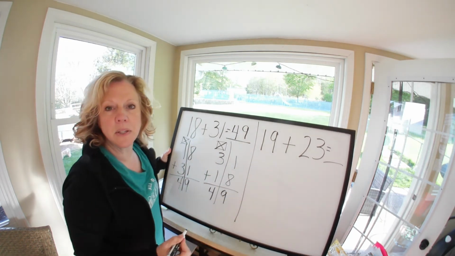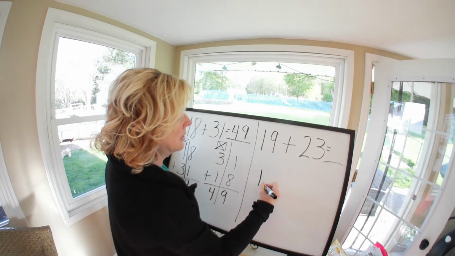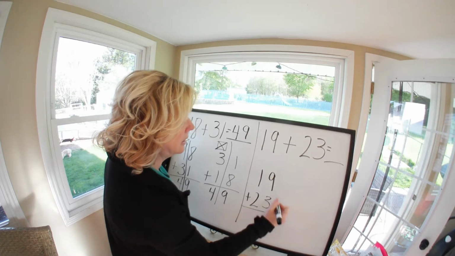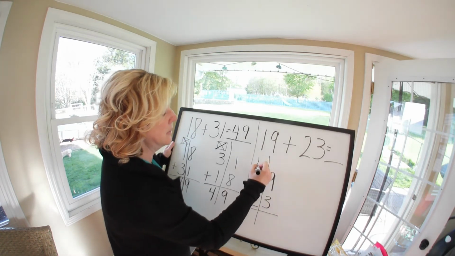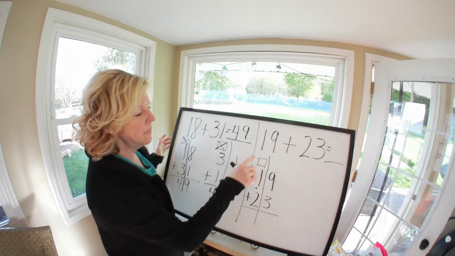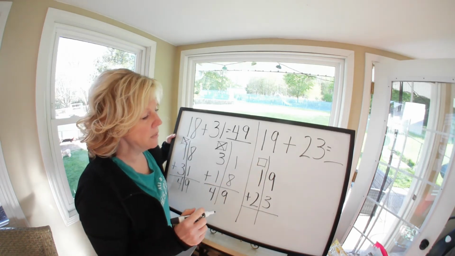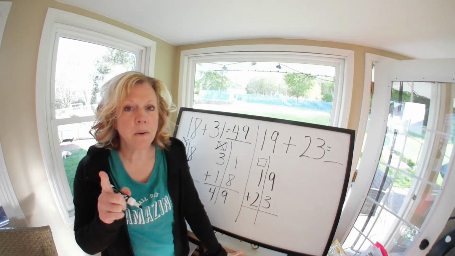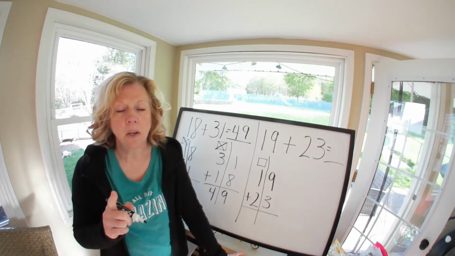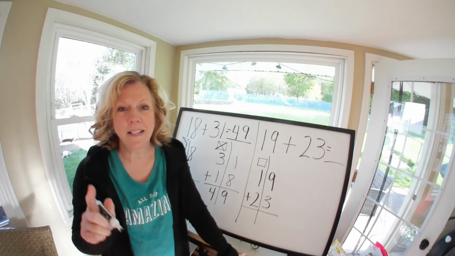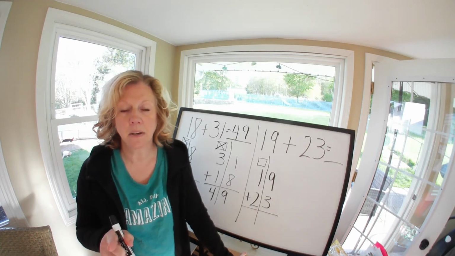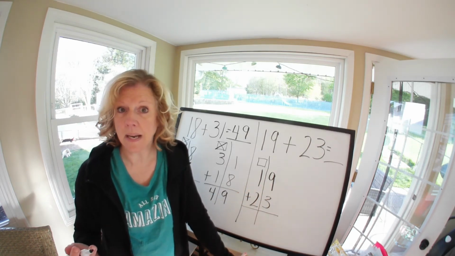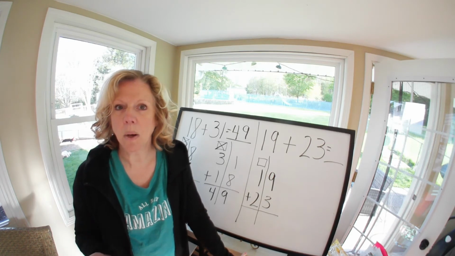Now, let's take a look over here. We have 19 plus 23. So I'm going to write 19 plus 23. Okay, now what I'm going to do is I'm going to draw my line down the middle, so I separate my 10s and 1s, and I'm going to make sure I have my box here. So what I'm going to do is I'm going to start with my 1s. What is 9 plus 3? Now this is where your mathematical thinking needs to come into play. You need to say to yourself, well, I know 10 plus 3 is 13. So 9 plus 3 has to be 1 less because 9 is 1 less than 10. So it's got to be 12.